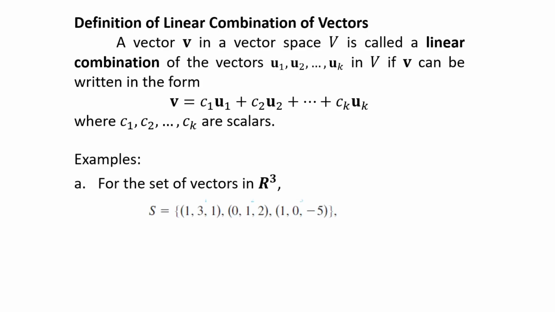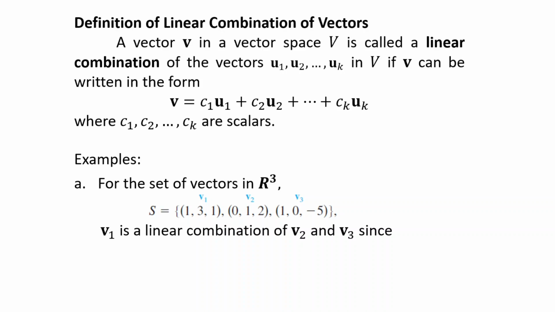For example, we have set S containing these vectors in R3. We can observe that v sub 1 is a linear combination of v sub 2 and v sub 3, since we can express v sub 1 as 3 times v sub 2 plus v sub 3. So we have the scalar 3 times (0, 1, 2), which is the vector v sub 2, plus (1, 0, negative 5), which is our vector v sub 3.